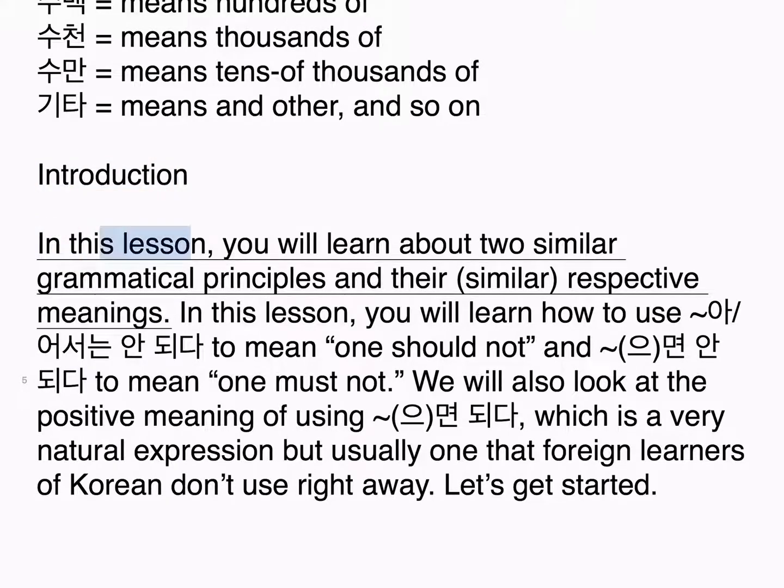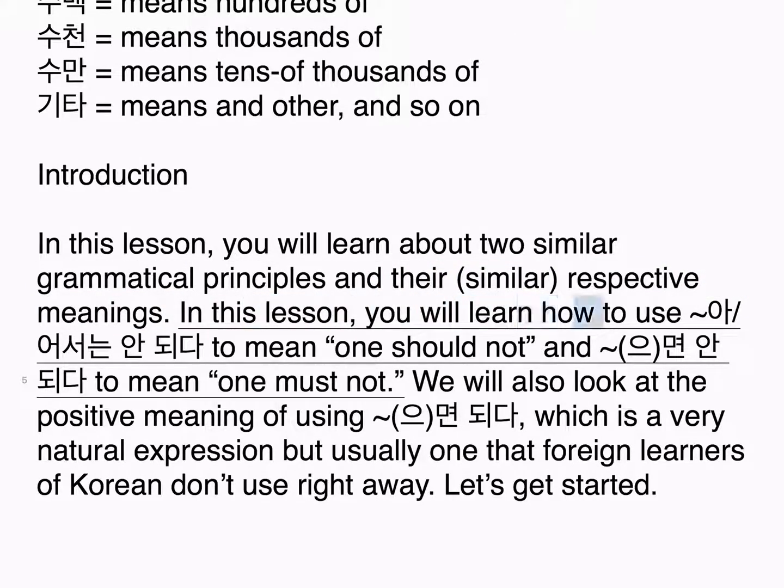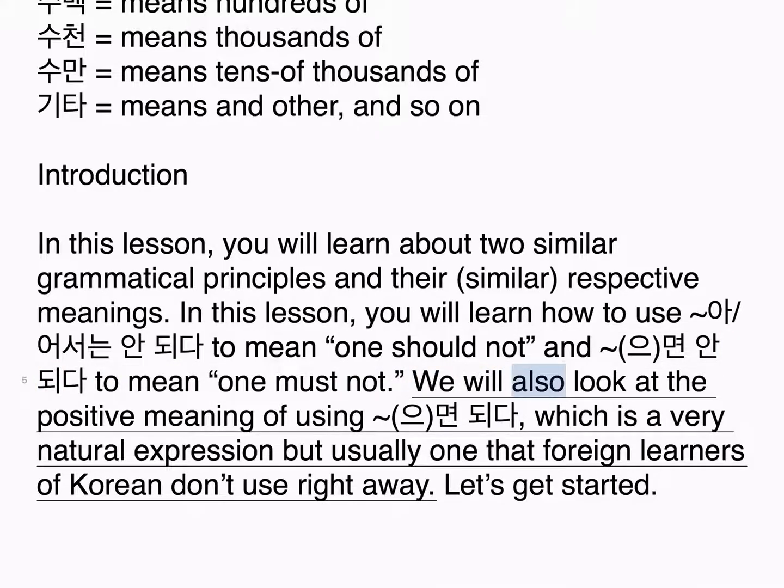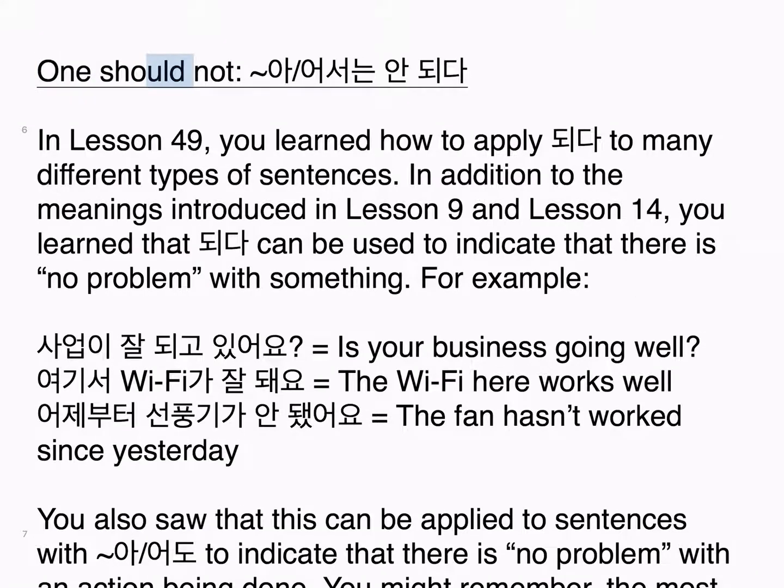Introduction. In this lesson, you will learn about two similar grammatical principles and their similar, respective meanings. You will learn how to use 어서는 안 되다 to mean one should not and 으면 안 되다 to mean one must not. We will also look at the positive meaning of using 으면 되다, which is a very natural expression but usually one that foreign learners of Korean don't use right away. Let's get started. One should not.